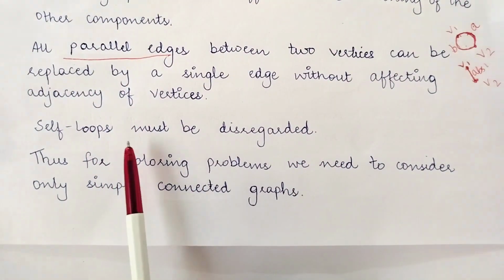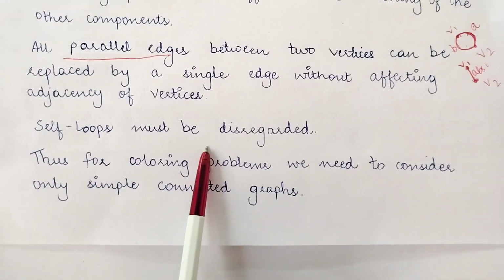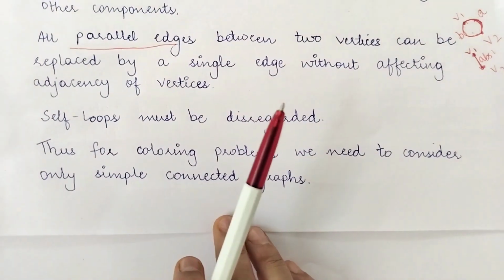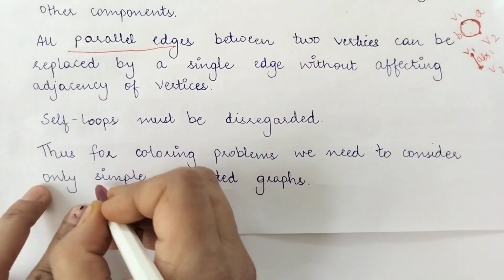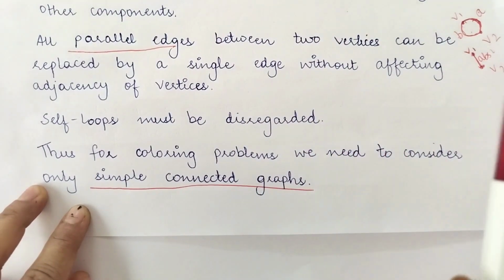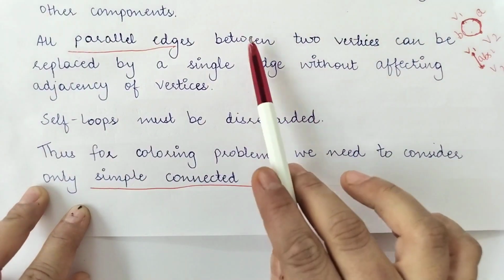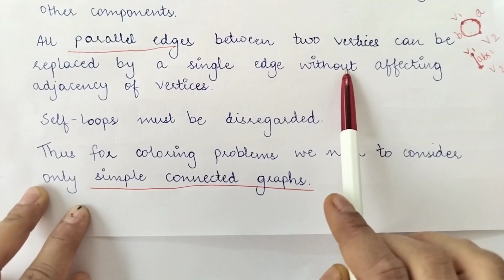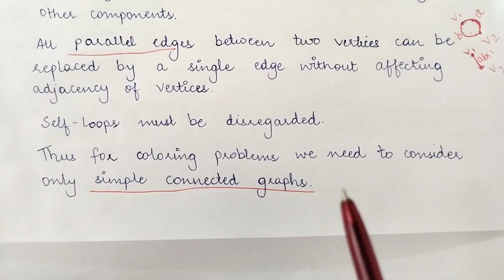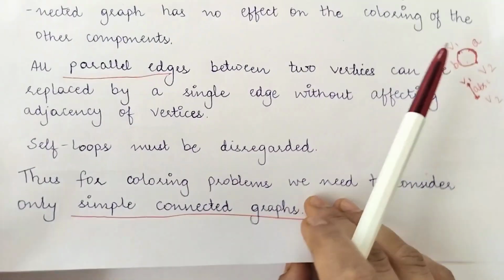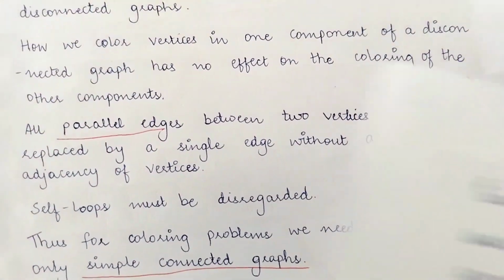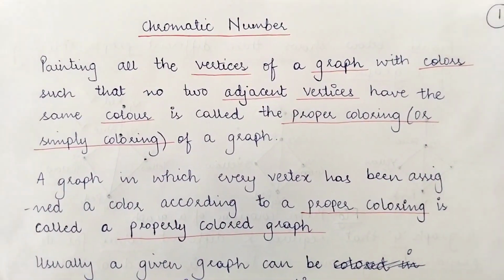As far as self loops are concerned, they must be disregarded while doing the proper coloring of a graph. Thus, for coloring problems, what kind of graphs need to be considered? We need to consider only simple connected graphs with no parallel edges and no self loops. As far as parallel edges are concerned, you can convert them into a single edge, and the self loops can be disregarded. So the coloring problem considers only simple connected graphs. So this is all about chromatic numbers and proper coloring of graphs.